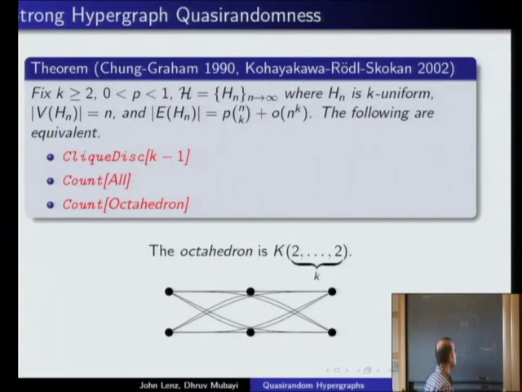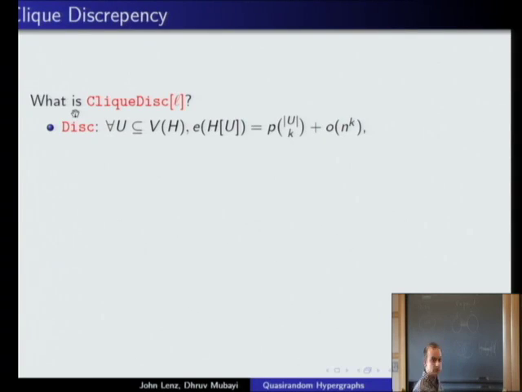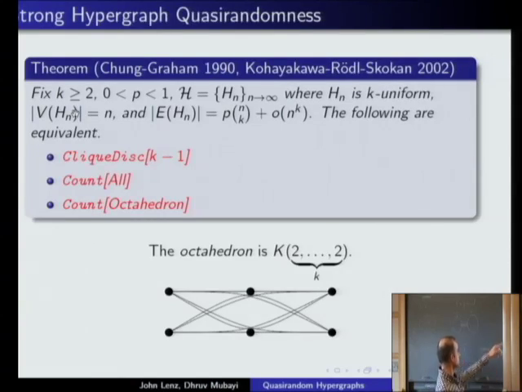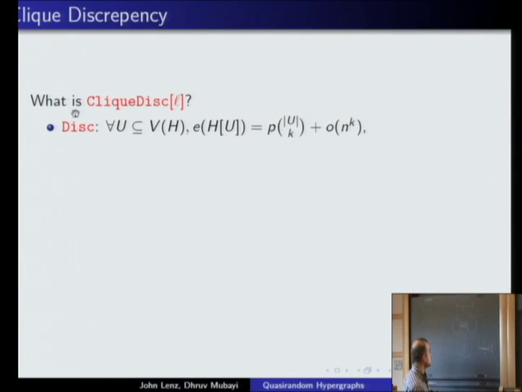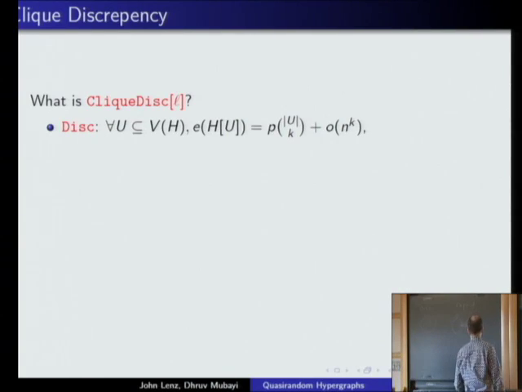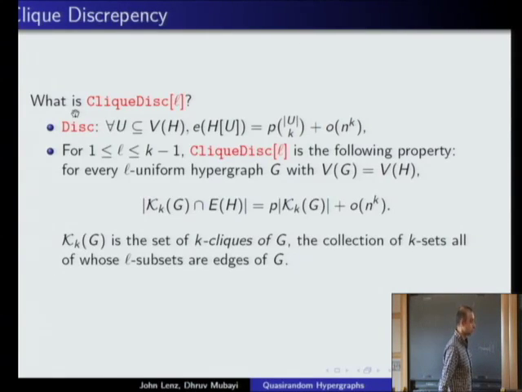Clique disk is a bit more complicated. What is clique disk L? There's a clique disk L for every L, and the one on the previous slide was clique disk k minus 1. So remember what disk is. Disk is, there's a picture of this, for every U. The wrong thing is that the base set should be the edges and not the vertices. That's right. And clique disk is more complicated, and let me show you the example, don't read it, it's too many parameters.